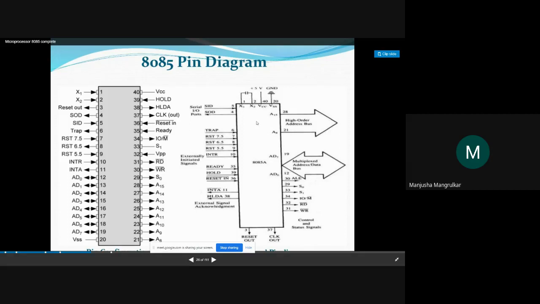Here we will see the functionality of each and every pin. This is RESET OUT and CLK OUT, which are for the other peripheral devices. These are the control and status signals: WR, RD, IO/M, S1, S0, and ALE, the address latch enable. These lines are the demultiplexed AD0 to AD7, right? These are differentiated with the help of the ALE signal. And these are the higher order address lines, A8 to A15. This is the functionality of your microprocessor.